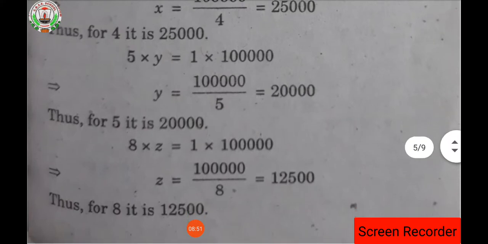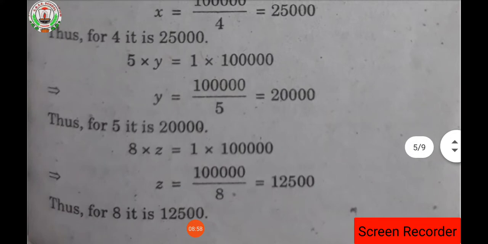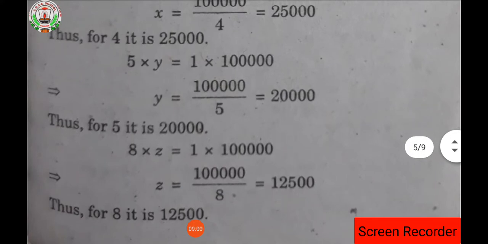Clear? In the same way, if the number of winners will be 8, then how much money will each winner get? That is 12,500 each person will get. That is the value of z. Okay, the blank spaces we had considered as x, y, z. So 8 into z is equal to 1 into 1 lakh. So z is equal to 10,000 upon 8. That will be not 10,000.